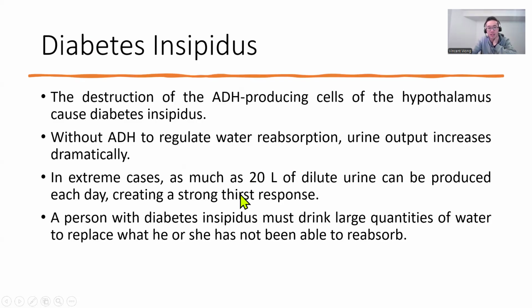So they are constantly thirsty. They need to constantly be drinking, otherwise they get dehydrated and it's not good for them. They might die from it, right? So people can treat this condition by taking ADH as a supplement.